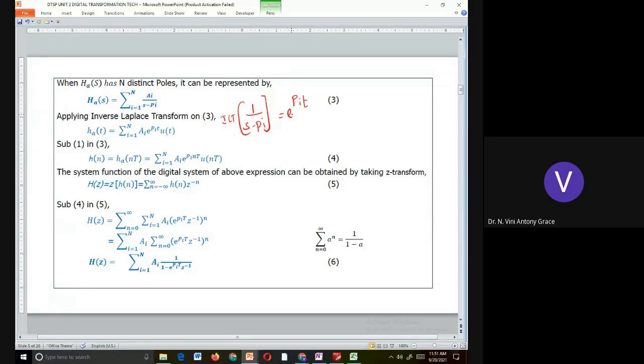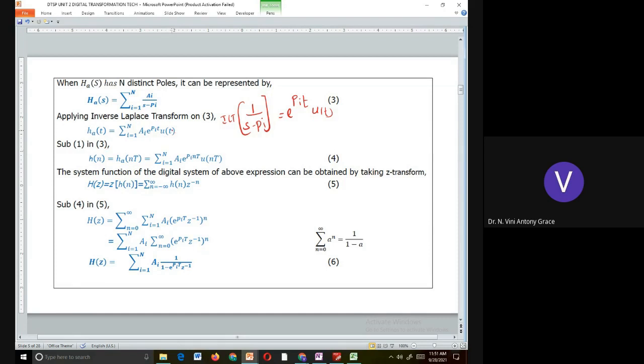Only for e power Pi t u of t, you will get the Laplace transform as 1 by S minus Pi. Hope you remember all these. This is the standard formula: for e power Pi t u of t, if I take the Laplace transform, we will get 1 by S minus Pi. So if I take the inverse Laplace transform for this term on the right hand side, the summation and the constant Ai remain the same. Since the inverse Laplace transform is e power Pi t u of t, we have represented it as e power Pi t u of t.